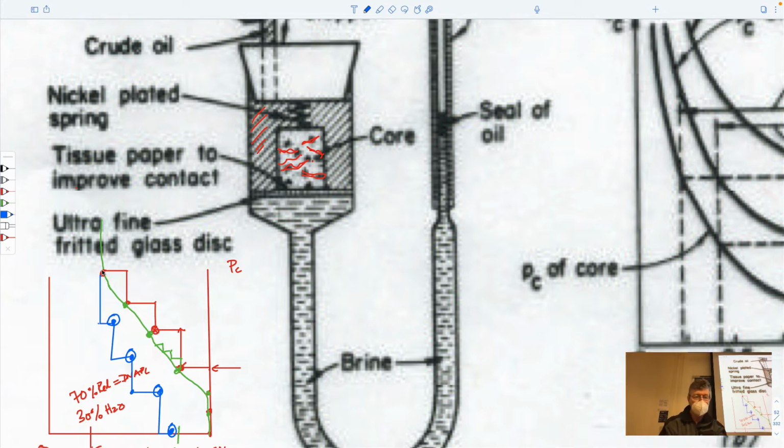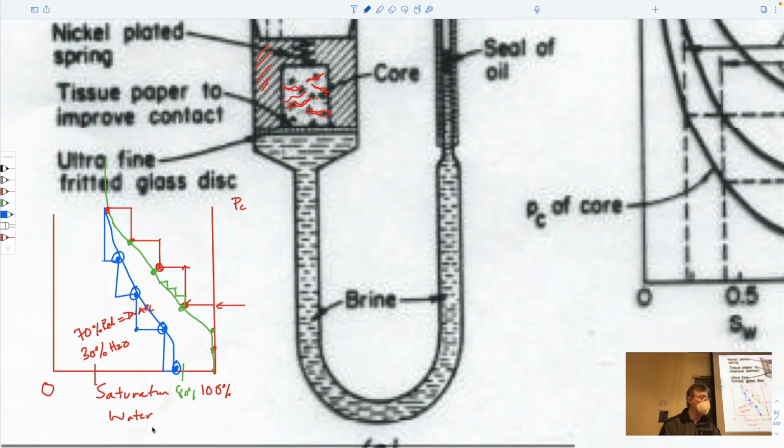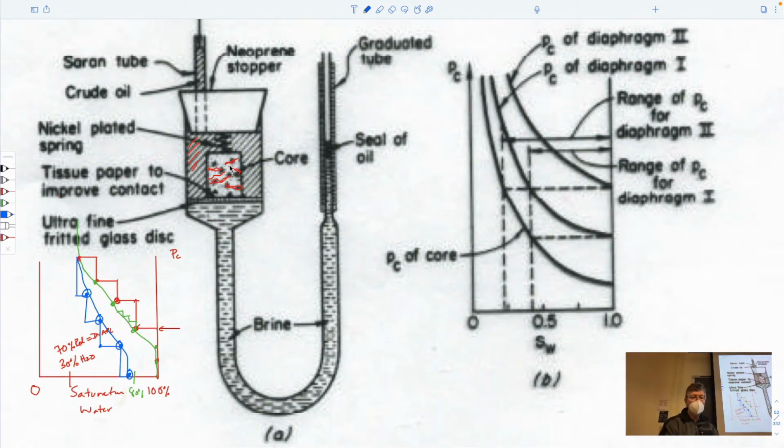And if you join these points up, then you'd get a curve that looks like this. So, bad drawing, but you get the picture. The point is that the test is very, very simple. You just try and replace one fluid in the core with another fluid. You do it by changing the pressure that you push it in with.